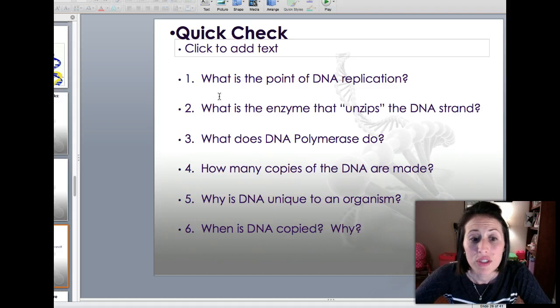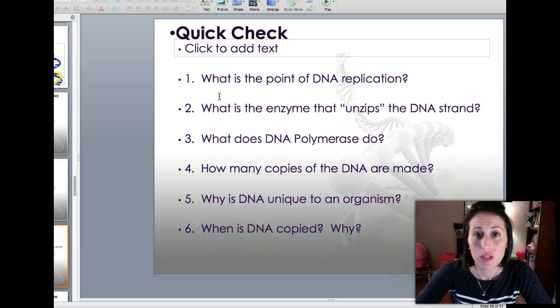All right, we're almost done. Number 5, why is DNA unique to an organism? And the very last question, when is DNA copied? So what part of that cell cycle is DNA copied? Why does that happen?